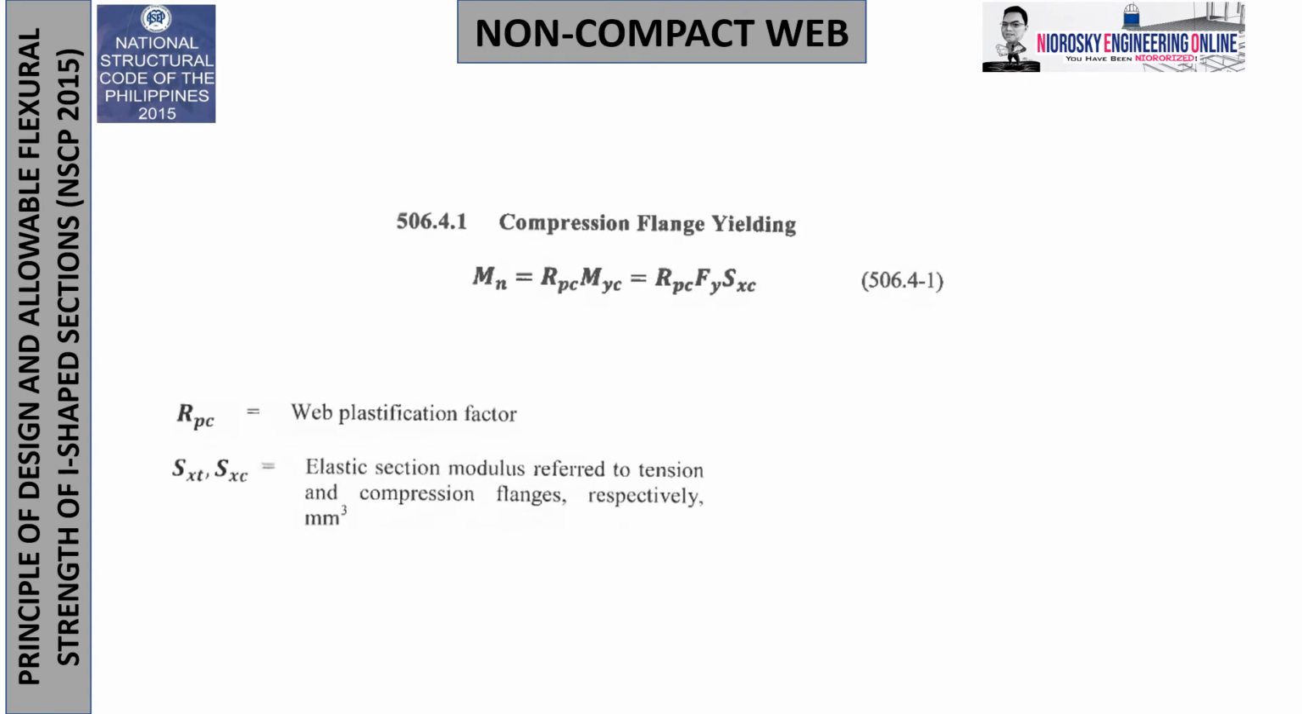Now, for compression flange yielding, so ito yung number 1 criterion. So, Mn = Rpc Myc, also equal to Rpc Fy Sx, kasi ang My sub C is Fy S sub X. So parang yielding condition siya. And Rpc refers to web plastification factor. At yung Sxt, Sxc is an elastic section modulus referred to tension and compression flange respectively. So mamaya i-demonstrate ko paano kino-compute yan.